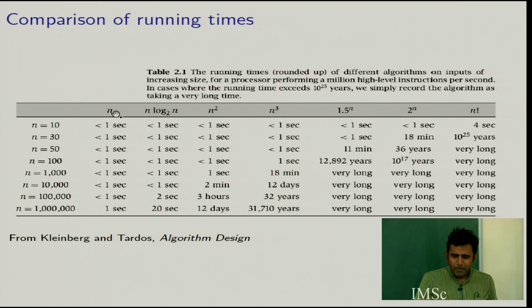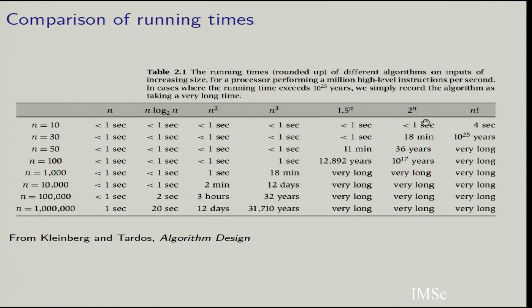Supposing your algorithm takes n times log n running time, this also is pretty good for most reasonable input sizes. By the time you get to 1,000,000, instead of 1 second you take 20 seconds because the log to the base 2 of 1,000,000 is about 20. Supposing it was n squared, we will come to algorithms that have n squared running time, then instead of a second you will take 12 days, and if you had n cubed you will have many years. But supposing you had a very modest exponential, just 1.5 to the power n, then even for input size of 50 you take 11 minutes and for input size of 100 you take 12,000 years.